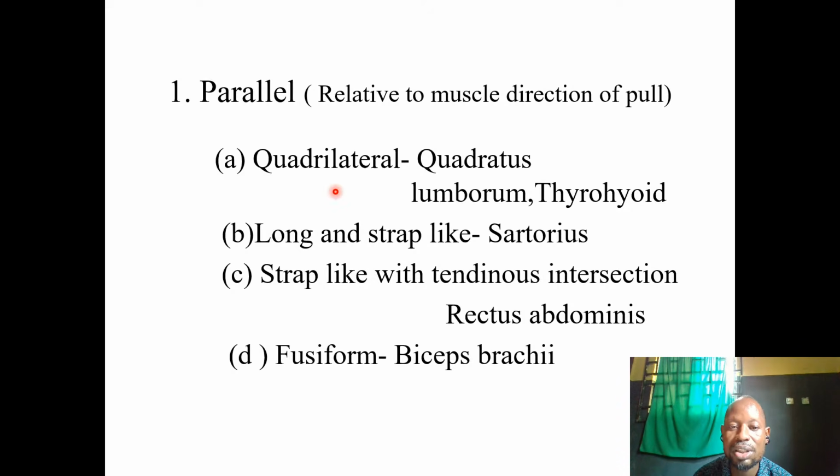In this case, this is quadrilateral, hence the word quadratus. It's just the thyroid that is not named according to this group here. And then you have the long. See, you don't get it confused if you see this in your MCQ question. Then if you look at the sartorius, it belongs to the long and strap-like group. Okay, and we say it's the longest muscle.